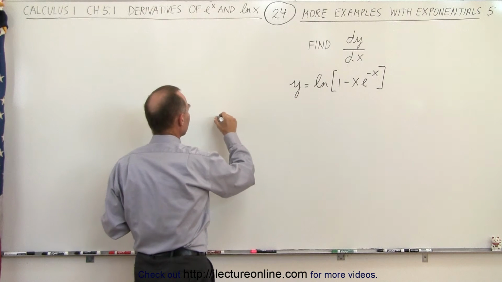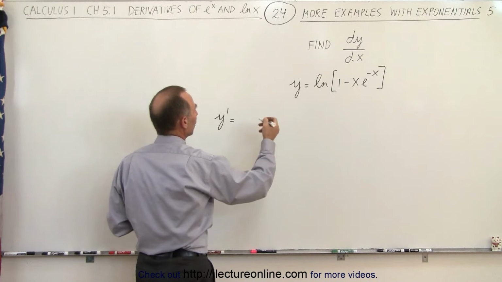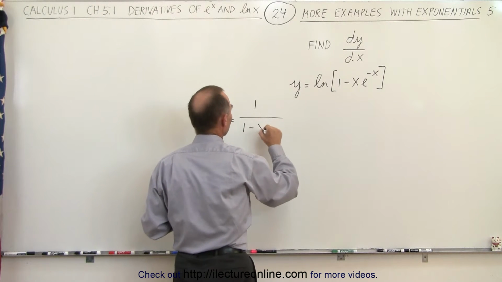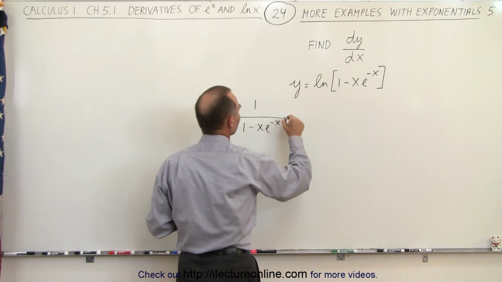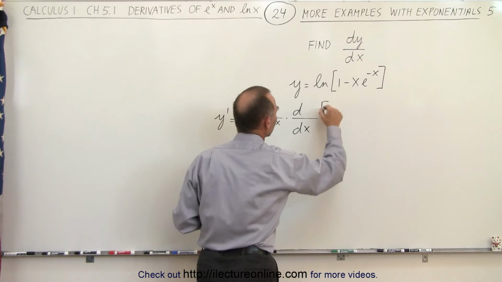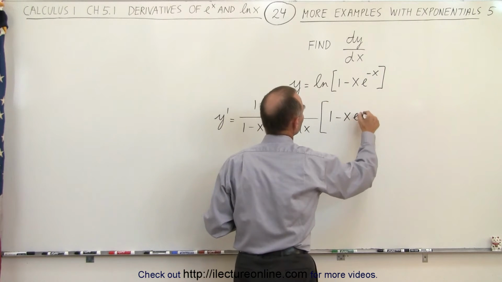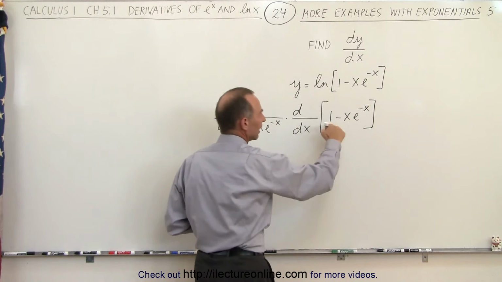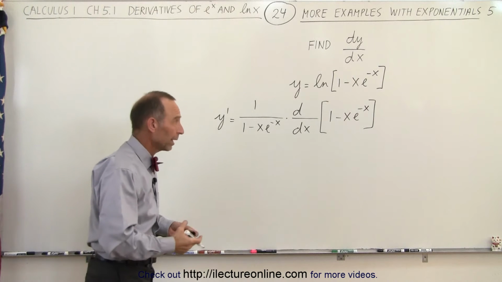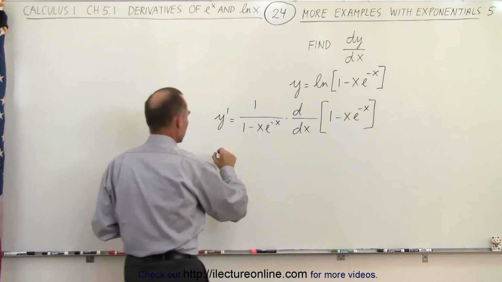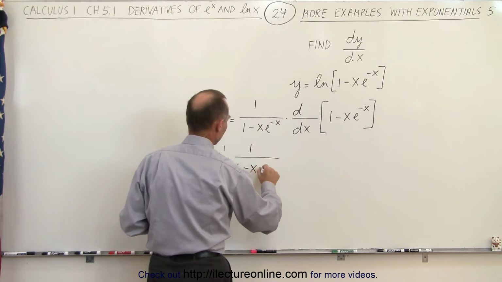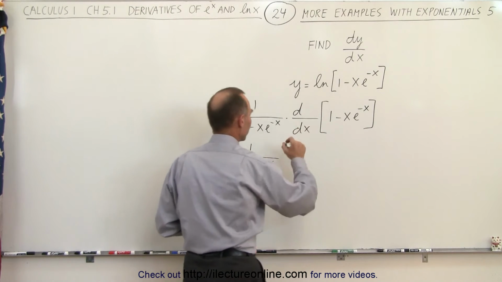If we're going to find the derivative y prime, we write it as 1 over what's inside the bracket, 1 minus x e to the minus x, times the derivative of that function, the dx of 1 minus x e to the minus x. And notice within this we have a product and we have an exponential. So we have to use the product rule and the exponential rules. So let's continue. We have y prime, that's equal to 1 over 1 minus x e to the minus x times the derivative of that.